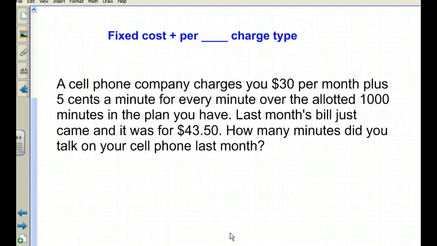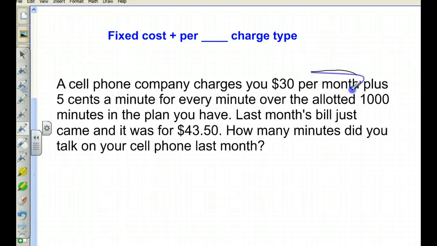Now, in particular, we're going to have a number of different types of problems. One type is the fixed cost plus a per minute or per hour or per day charge. Cell phones used to operate like this before unlimited plans. There was basically a $30 plan per month. You pay that no matter what. That's kind of your fixed cost. And so let's start with that.